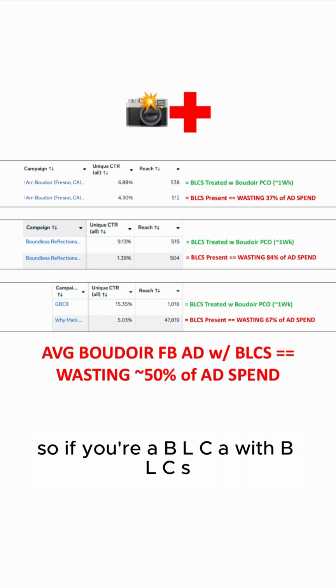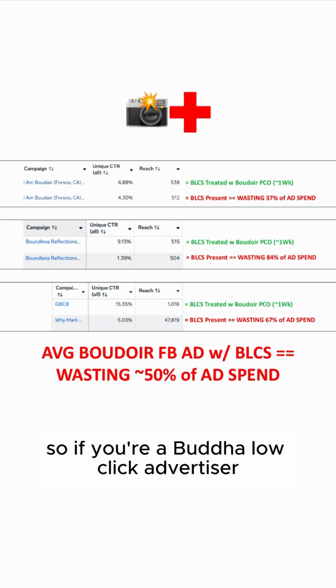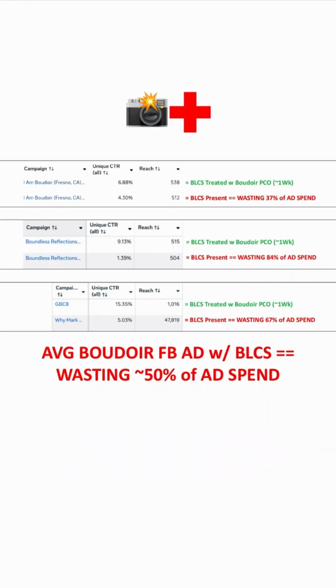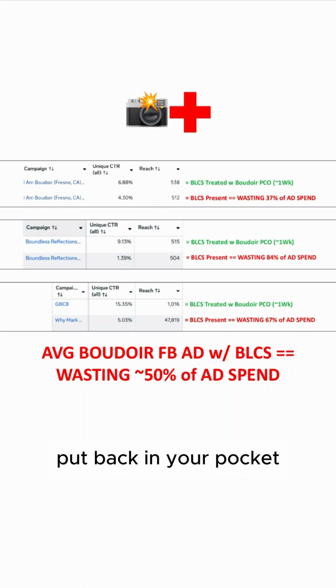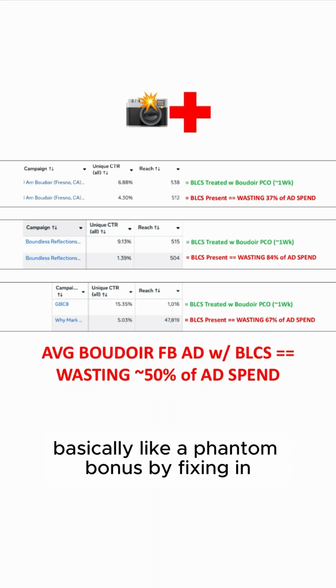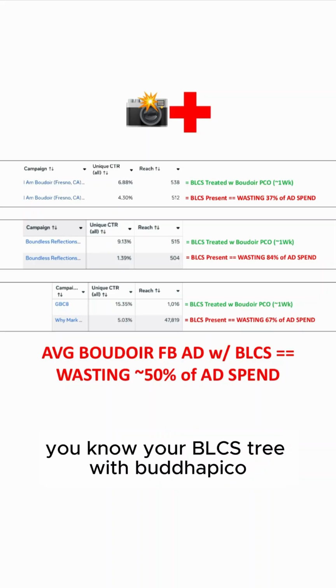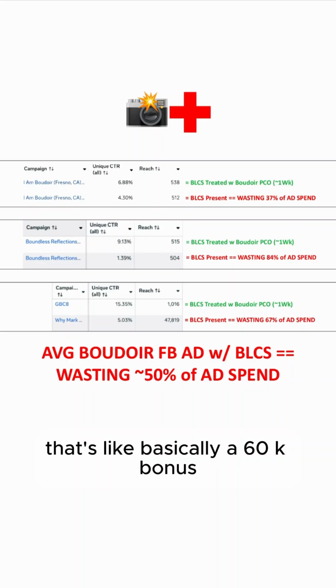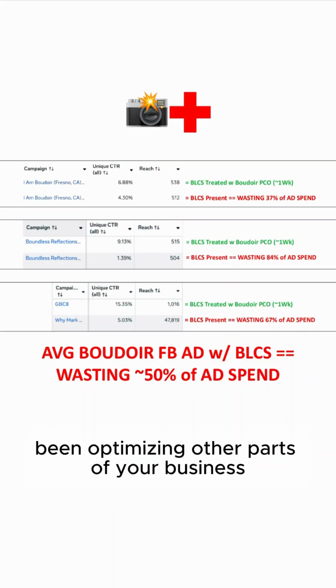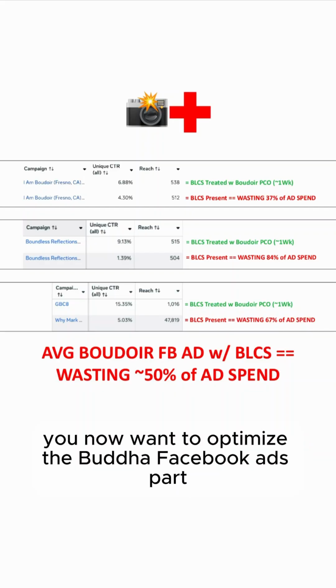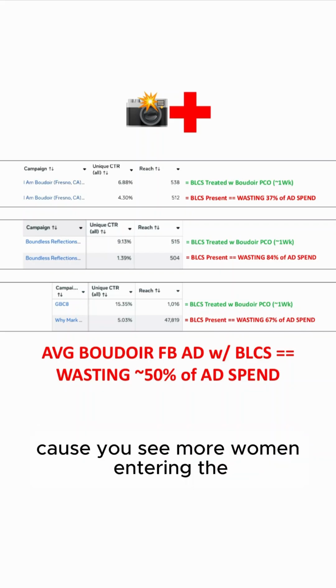So if you're a BLCA with BLCS, so if you're a Boudoir low click advertiser with Boudoir low click syndrome, and you're spending more than 10 grand a month on Boudoir Facebook ads, and you want to save, eliminate, put back in your pocket approximately 5K every single month, basically like a phantom bonus, by getting your BLCS trio with Boudoir Pico, that's basically a 60K bonus at the end of the year. And you decide you want to pull this profit out of the Facebook ads part of your business because you've been optimizing other parts of your business, so you now want to optimize the Boudoir Facebook ads part.